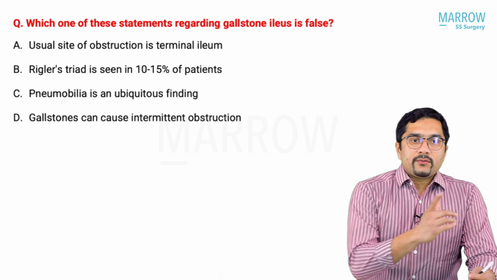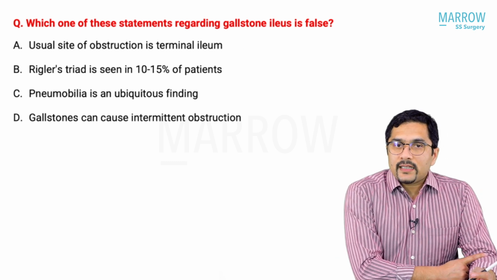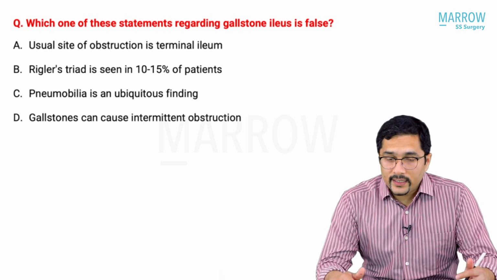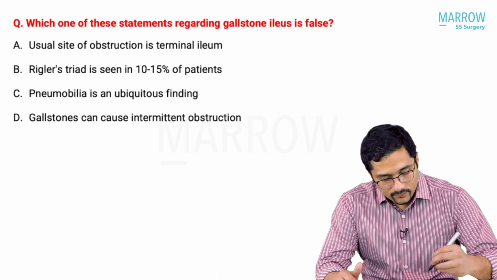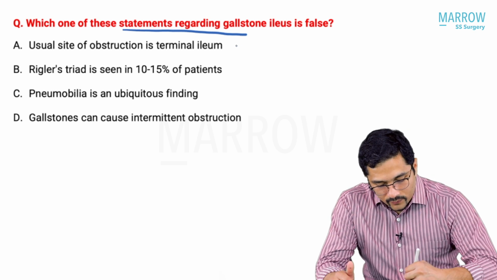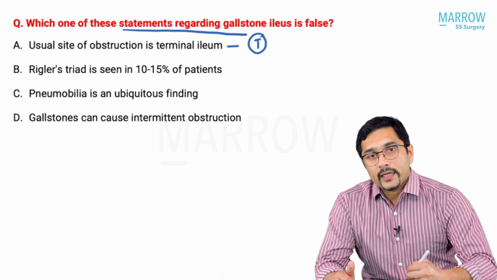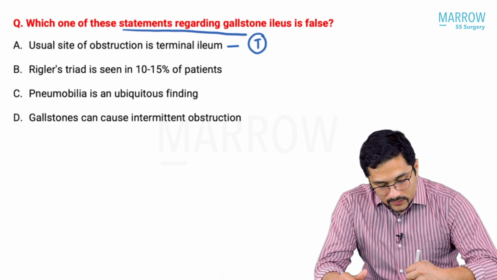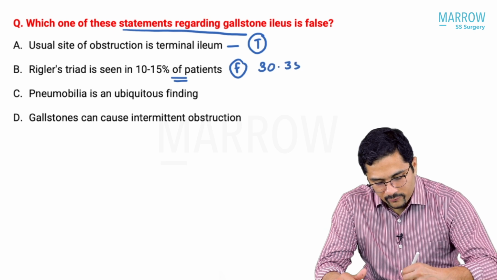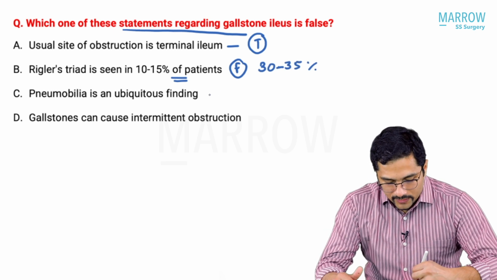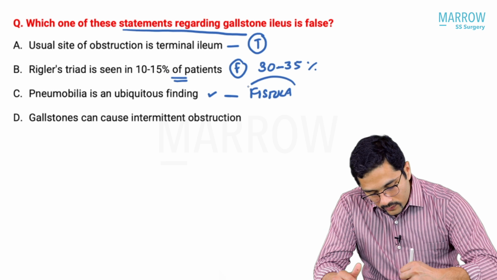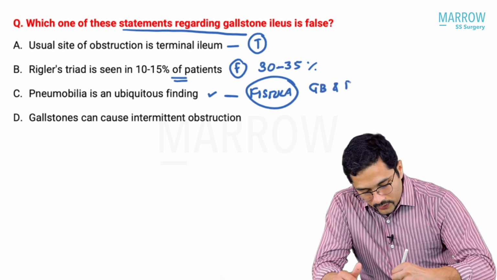Again, gallstone ileus: there was one question in the NEET SS exam as well regarding Rigler's triad and gallstone ileus. Which of the following statements regarding gallstone ileus is false? The usual site of obstruction is terminal ileum. This is true. It is the last 2 feet of ileum. Rigler's triad is seen in 10 to 15% patients. This is false. It is almost in 30 to 35% patients. Pneumobilia is a ubiquitous finding because there is a fistula between the gallbladder and duodenum.